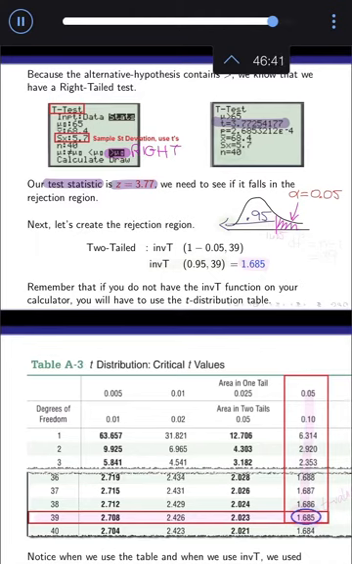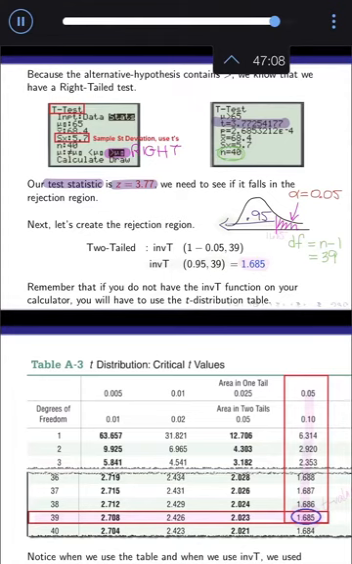Now with t's, you need one extra piece of information. It's called your degrees of freedom. It's something we also needed when we did chi-squared back in chapter 7. So for t's, you need the degrees of freedom. Remember, that's n minus 1. The n for our problem was 40, so n minus 1 is going to be 39.